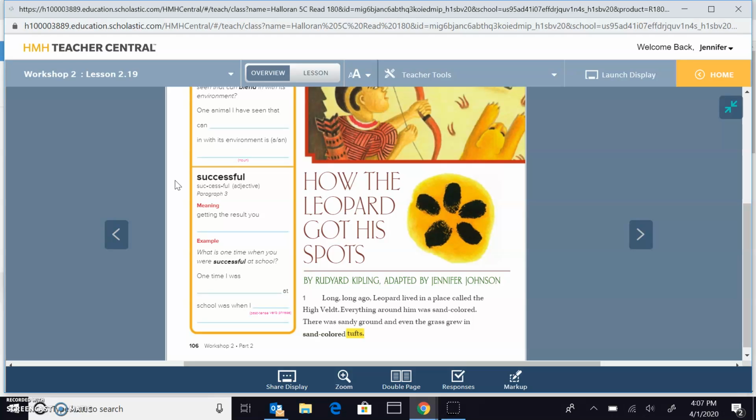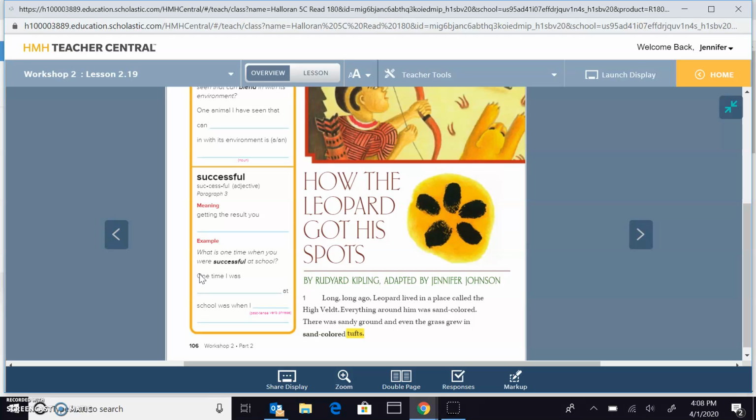And the example that they give is, what is one time when you were successful at school? And then underneath, you would fill in the blank. One time I was successful at school was when I blank. So you'll be able to fill in those blanks in the follow-up assignment. So I'm going to read this story to you.